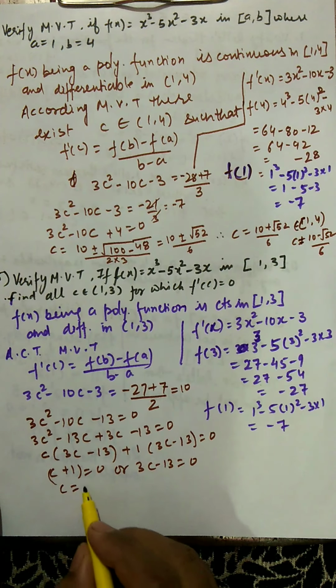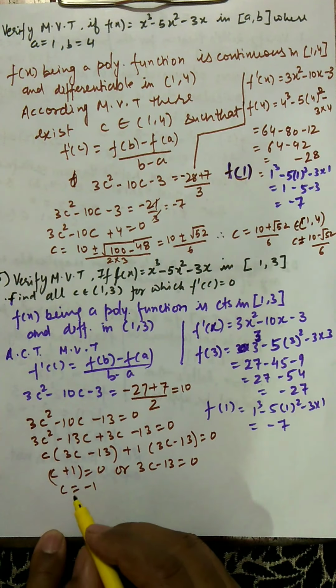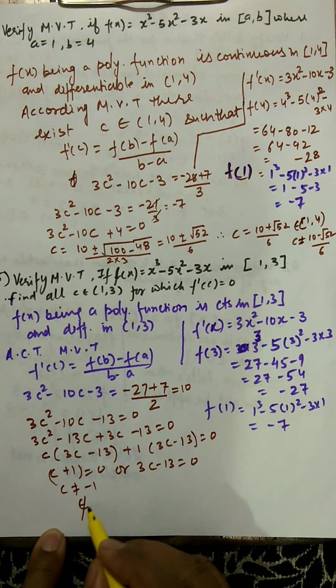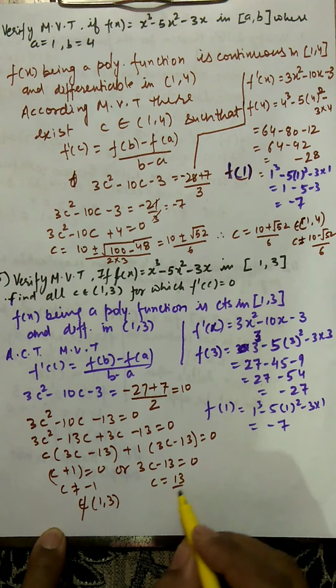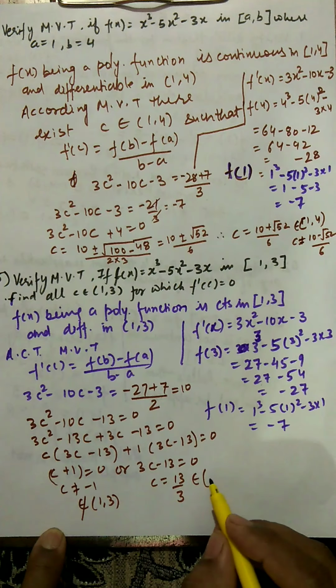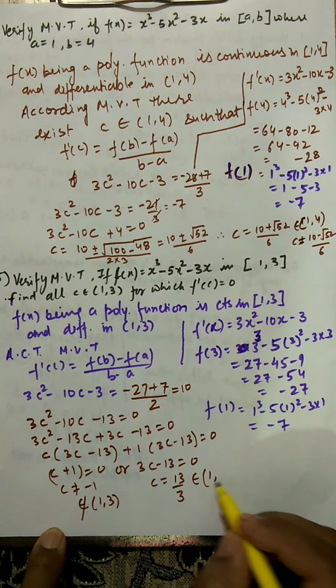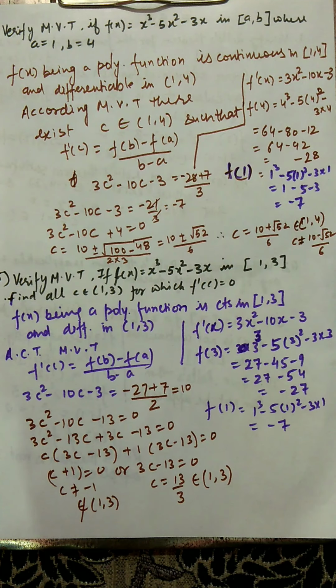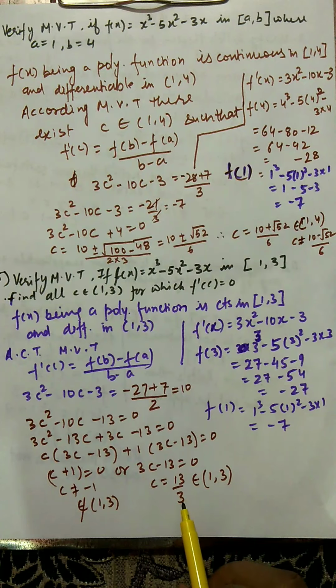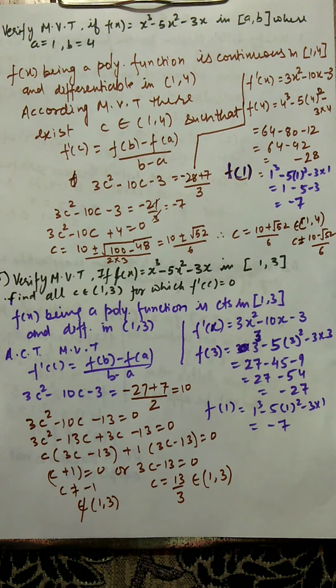From here c is minus 1, which is not belonging to the interval. You can see it is not belonging to 1 to 3, and from here c is going to be 13 by 3, which is not belonging to the open interval 1 comma 3 either, because 3 threes are 9, so even this is not belonging.